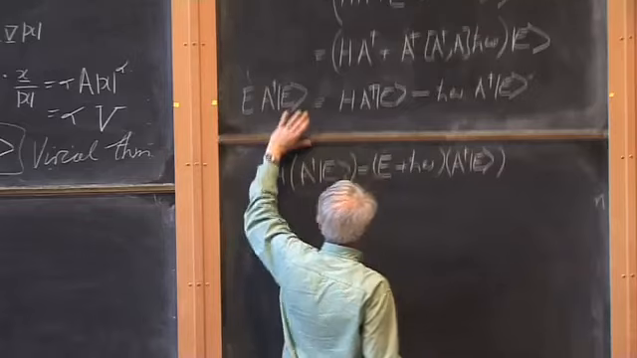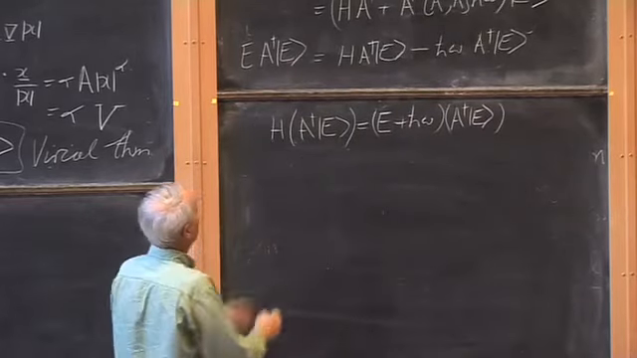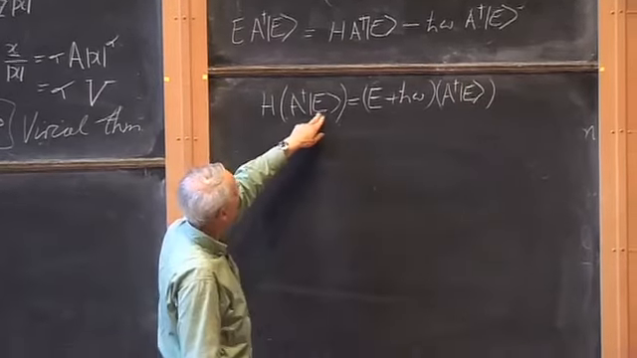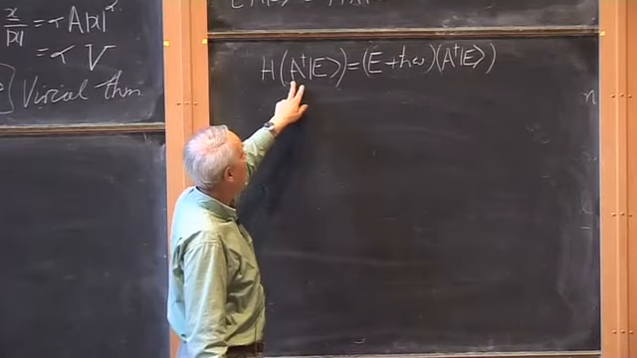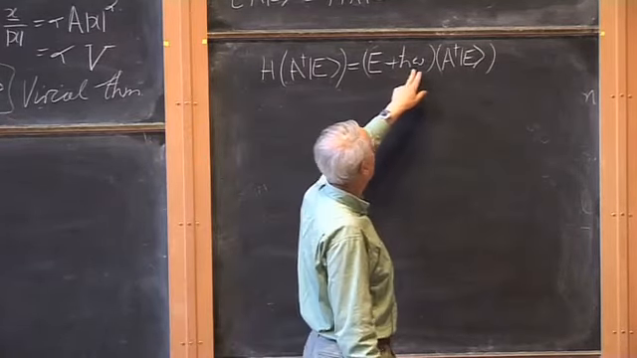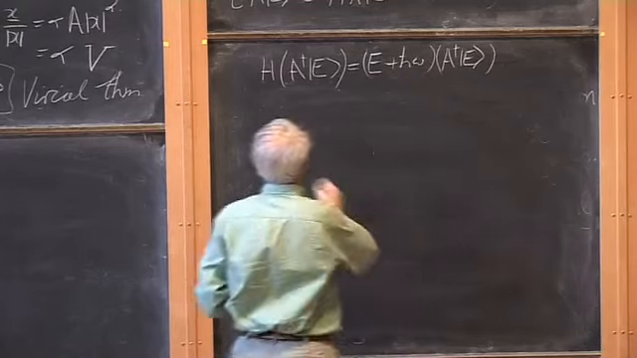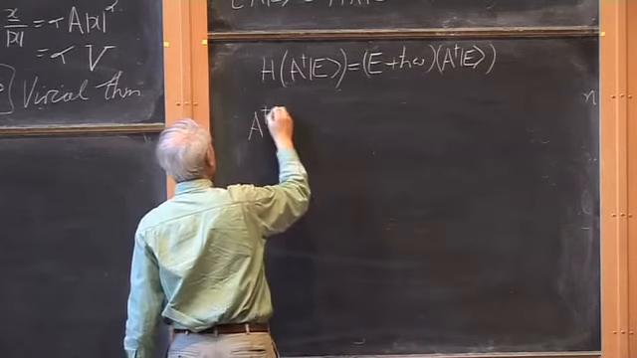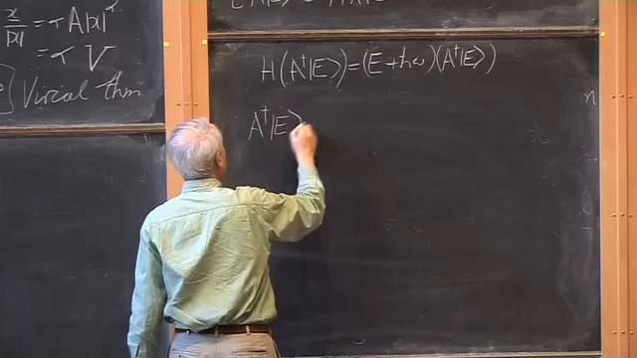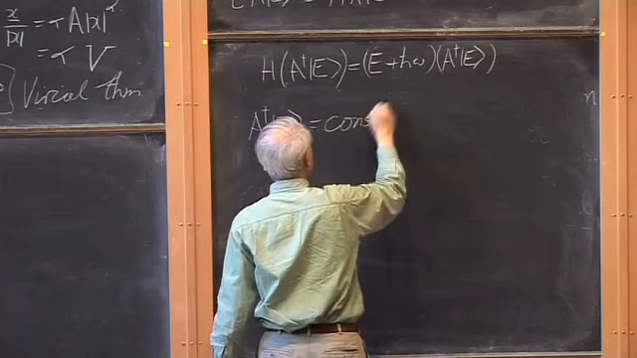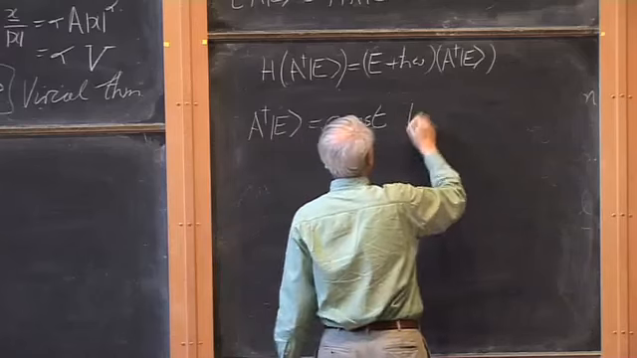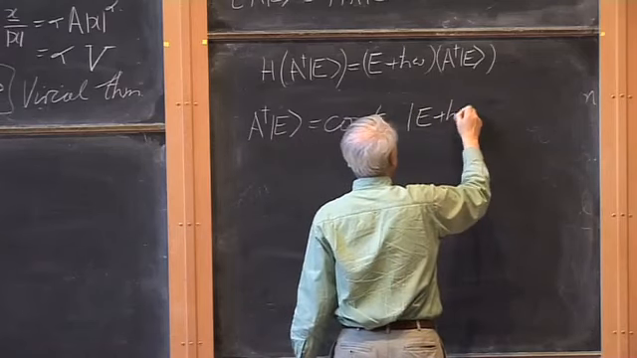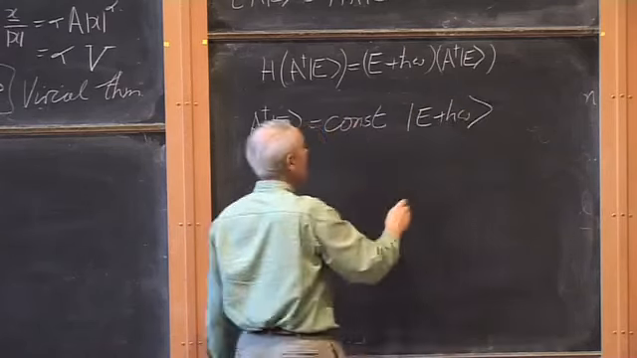What does this tell us? It tells us that out of a state which had energy E, we have constructed a state, by multiplying by a dagger, which has energy E plus h bar omega. So this means that a dagger |E> is equal to a constant, a normalizing constant not discussed, times |E plus h bar omega>, a new stationary state.